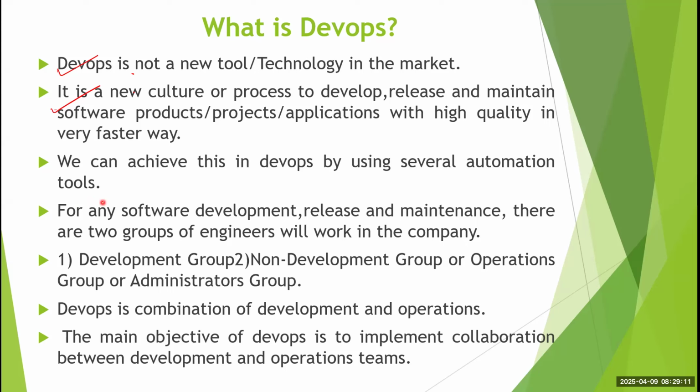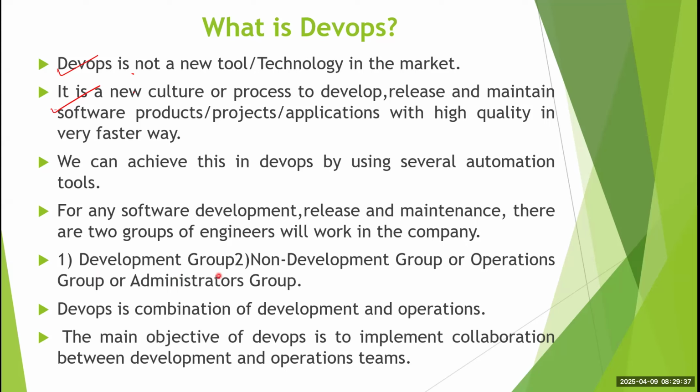DevOps is all about a group of tools, guys. A DevOps engineer needs to have knowledge of all the tools, but as a tester, we can contribute to the process, so we should understand the tester's responsibility. For any software development or release maintenance, there are two groups of engineers working in the organization: development and non-development, which we can also call the operational or administrator group.